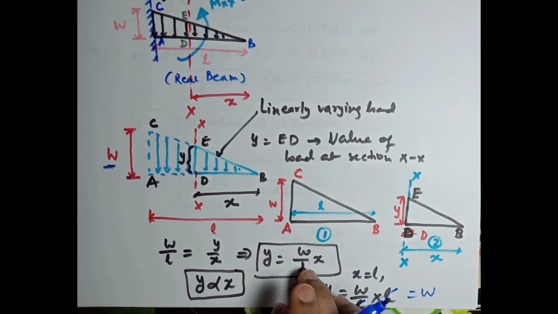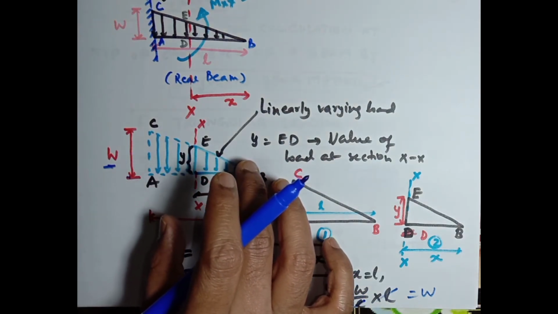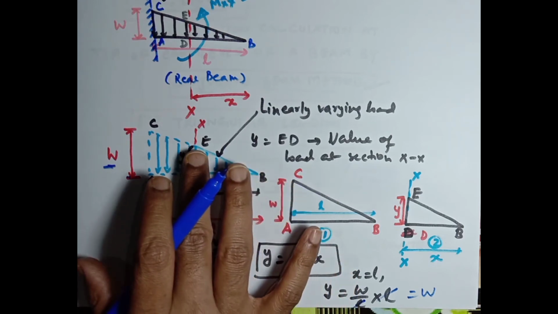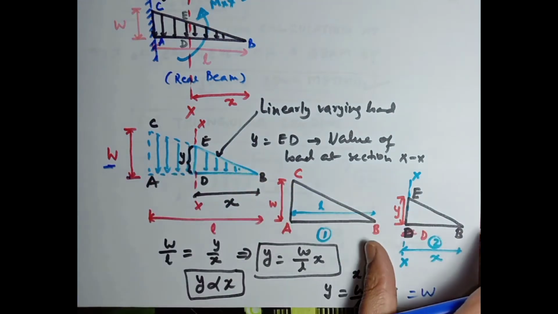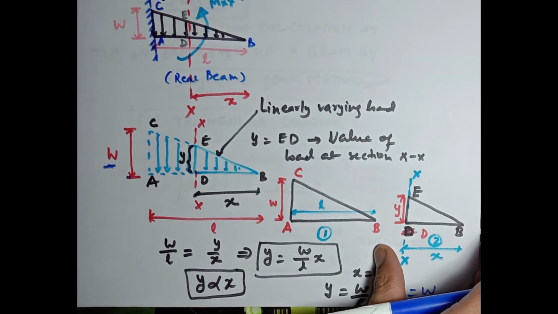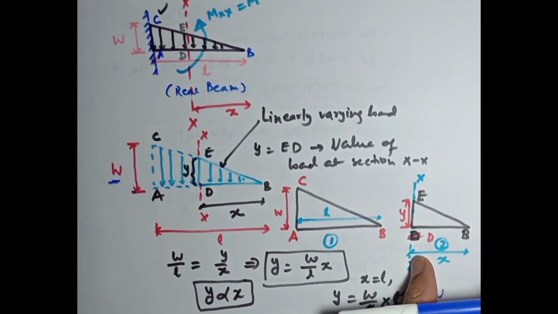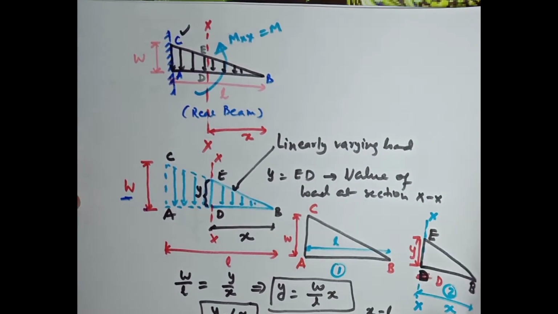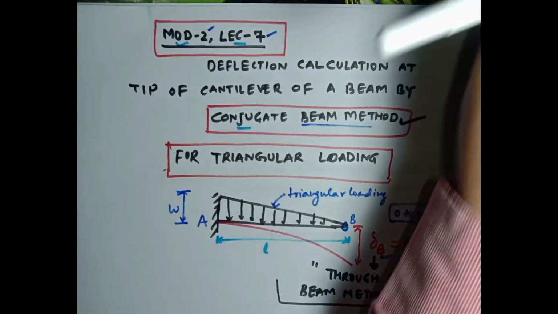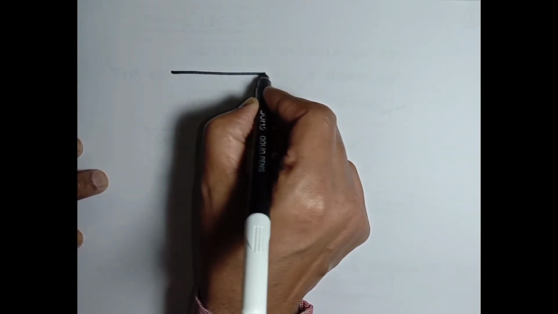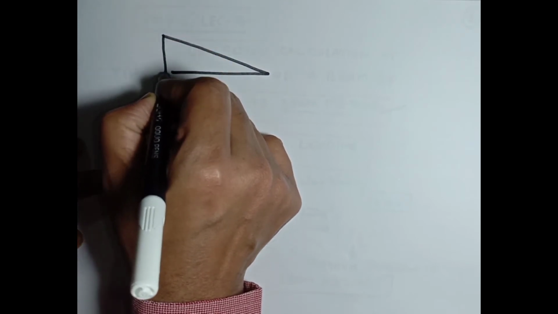For this linearly varying load, or you can say triangular loading, we are going to find the moment at section XX. So see here, this is the loading diagram in a real beam.